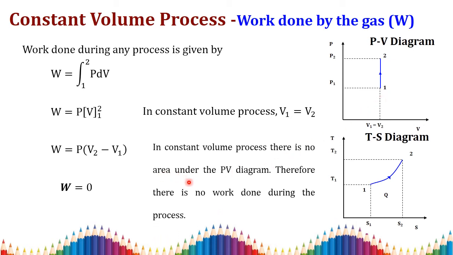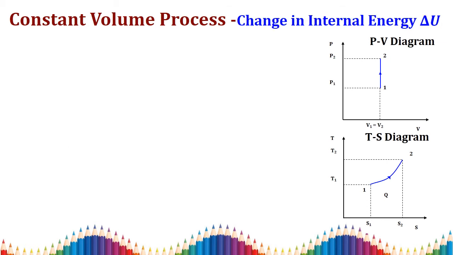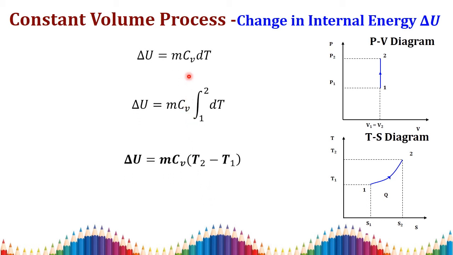So there is no area under the PV diagram, so therefore there is no work done during this process. Next one is change in internal energy. Change in internal energy is nothing but delta U, so delta U is nothing but m into Cv into dT, where m is mass, Cv is specific heat at constant volume, and dT is change in temperature.